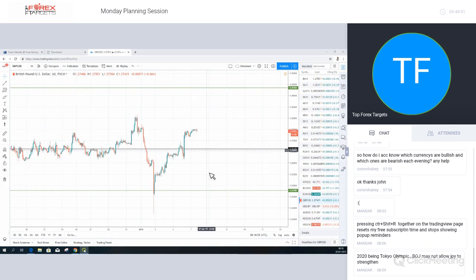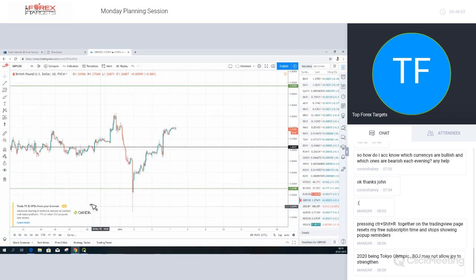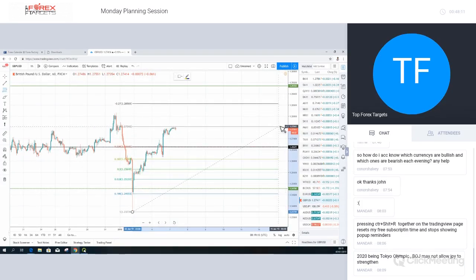What I would like to see is a pullback first towards the 1.26629. If we measure this out, you can see it sits around the 226, so we don't really get any deeper pullbacks. Usually the 50%, the 618, this is where we start to get the better risk to reward.